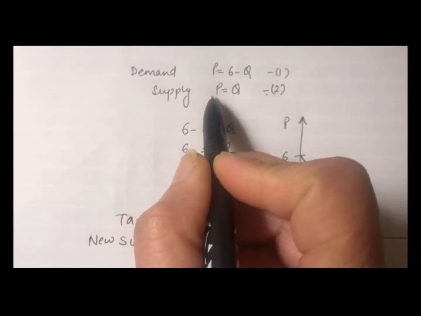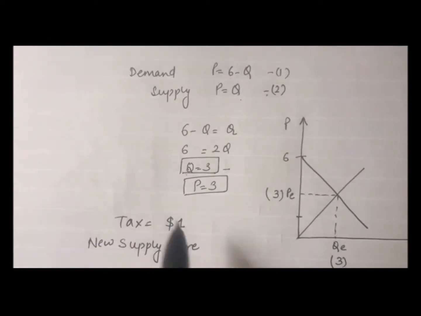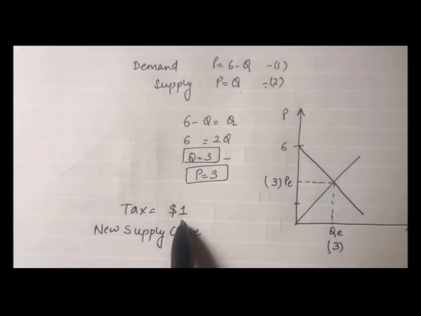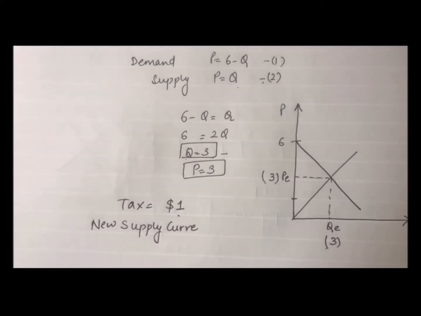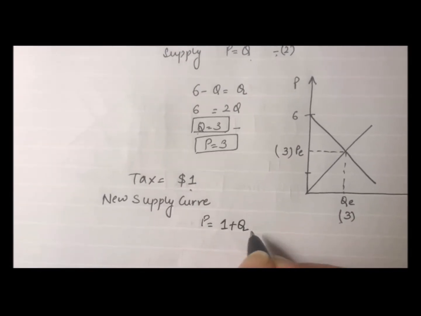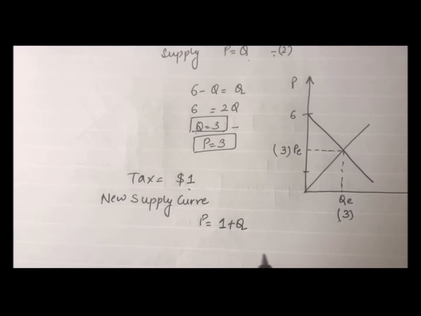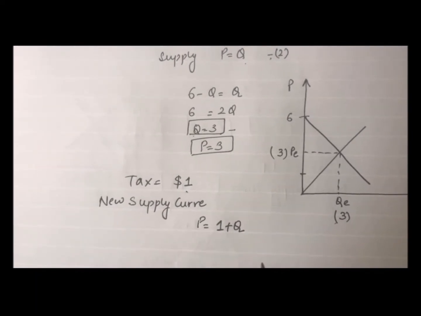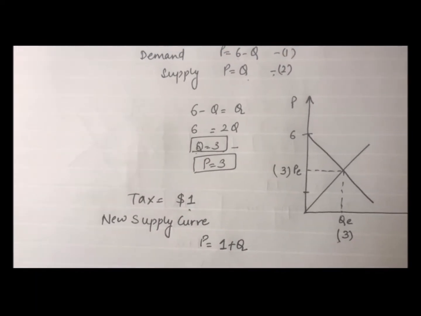So previously we had a supply equation P equals Q, and now he has imposed a tax of $1. So our price is going to increase by $1. So our new supply curve comes out to be P equals 1 plus Q. And we are now asked to calculate the new equilibrium price and the new equilibrium quantity.